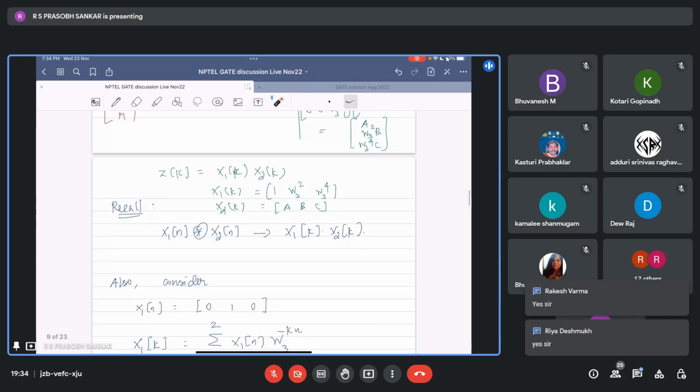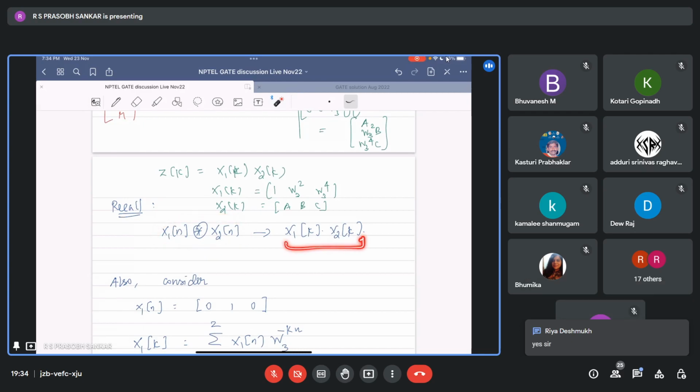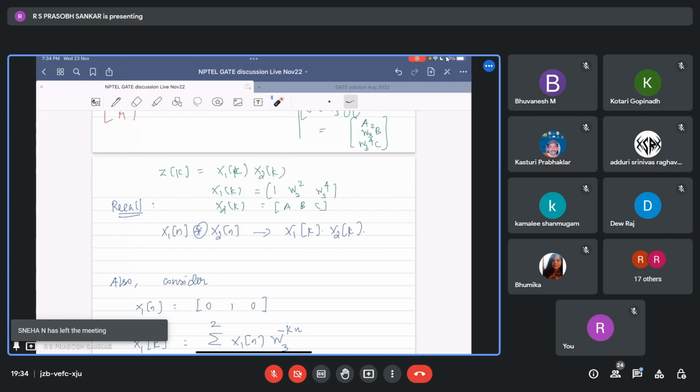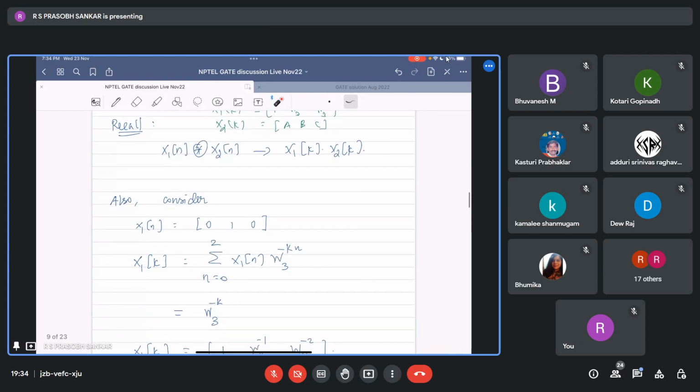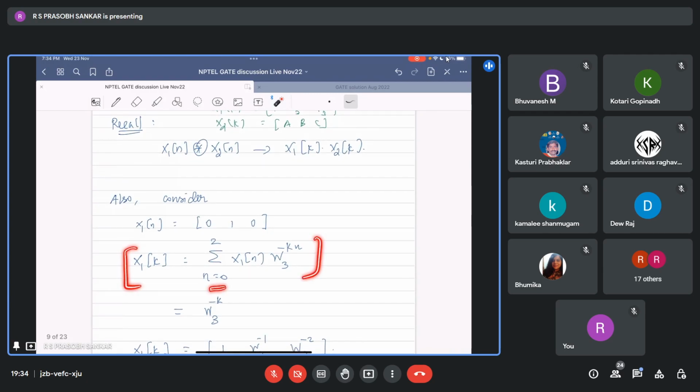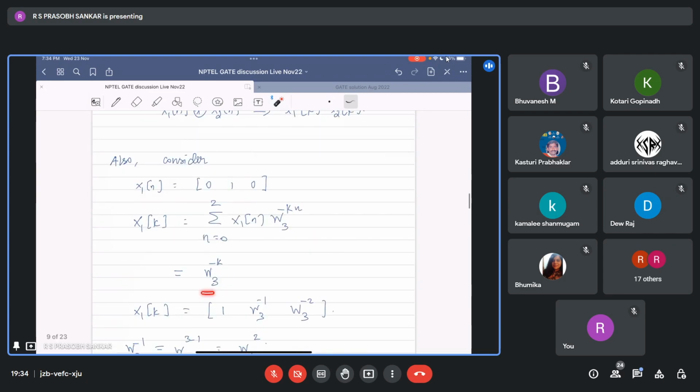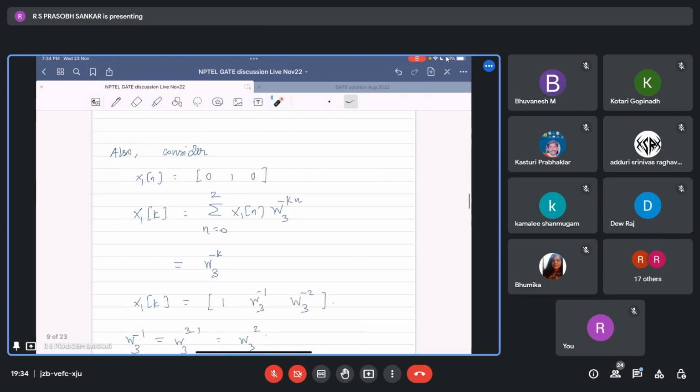Okay. So now we have this property: multiplication in the frequency domain means circular convolution in the time domain. Consider this signal 0, 1, 0. What will be the Fourier transform? X1k will be the summation from 0 to 2 of x1n W3 raised to minus kn, which is 1, W3 inverse and W3 minus 2.